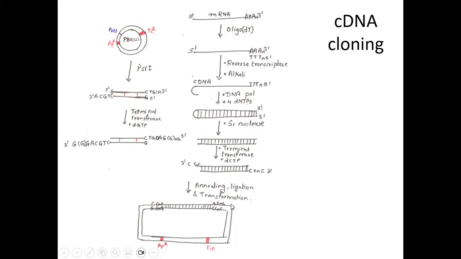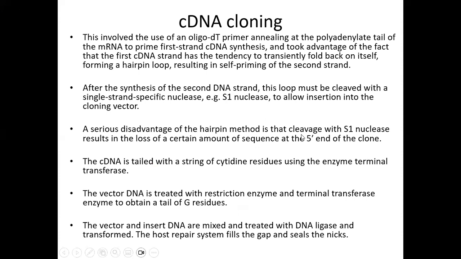After mixing or annealing the two, we carry out the ligation reaction in presence of the enzyme DNA ligase, followed by transformation and screening of the recombinants. In this way, cDNA cloning can be performed by first converting the messenger RNA into complementary DNA, and further cloning is done by the standard procedures. The points for cDNA cloning are mentioned here for your reference.